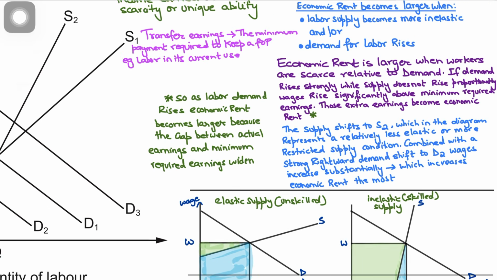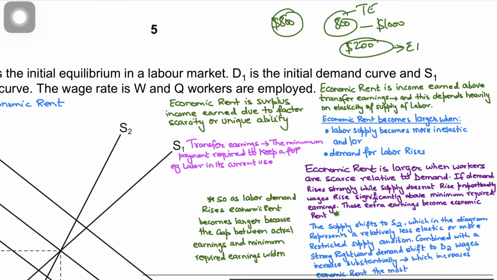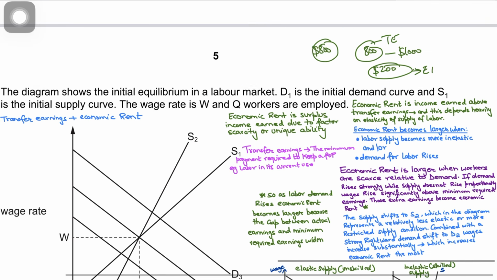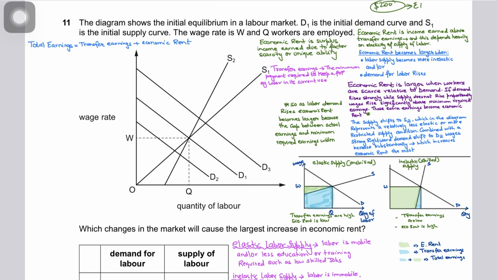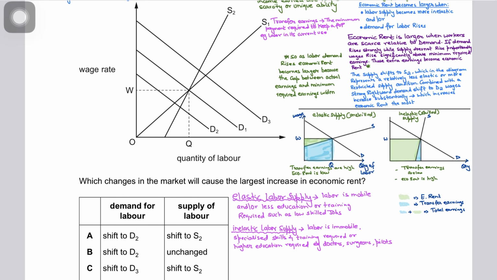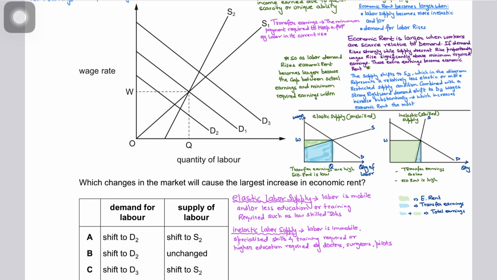So technically, if I recap, what exactly is transfer earnings? Transfer earning is simply the minimum payment required to keep a factor of production in its current use, while economic rent is surplus income earned above your transfer earnings, right? And in this case, what they're asking is what changes in the market will cause the largest increase in economic rent.